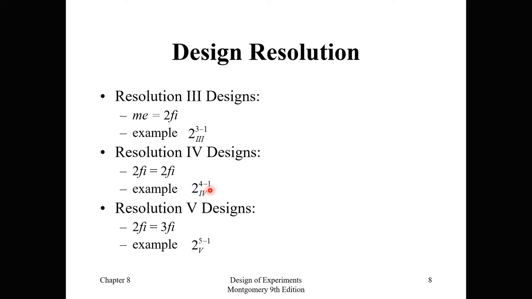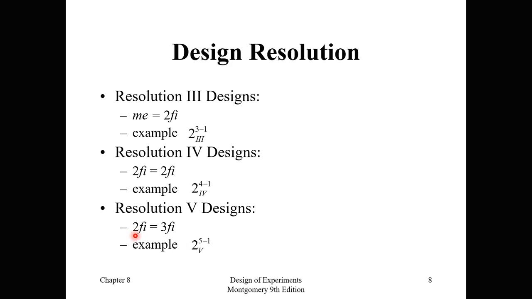and that's denoted here. Note that we can't have a resolution 4 design in a 2 to the 3 minus 1 study. So sometimes this is the best we can get. So resolution 3 for a 2 to the 3 minus 1 is the best we can get. Resolution 4 for a 2 to the 4 minus 1 is the best we can get.